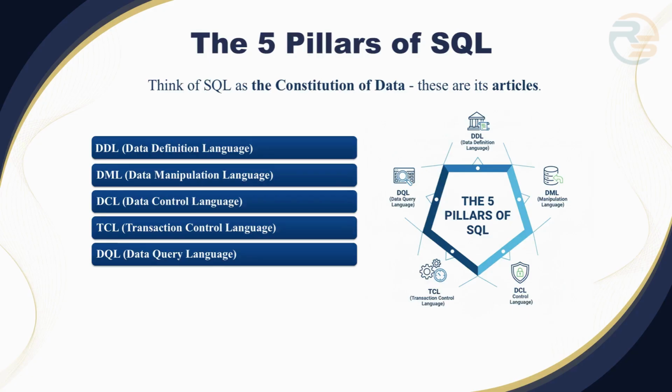SQL works through 5 main command categories. You can think of SQL like a constitution of data, and these categories are its main articles. They are DDL, Data Definition Language, DML, Data Manipulation Language, DCL, Data Control Language, TCL, Transaction Control Language, DQL, Data Query Language. Each category has a specific responsibility in managing data.